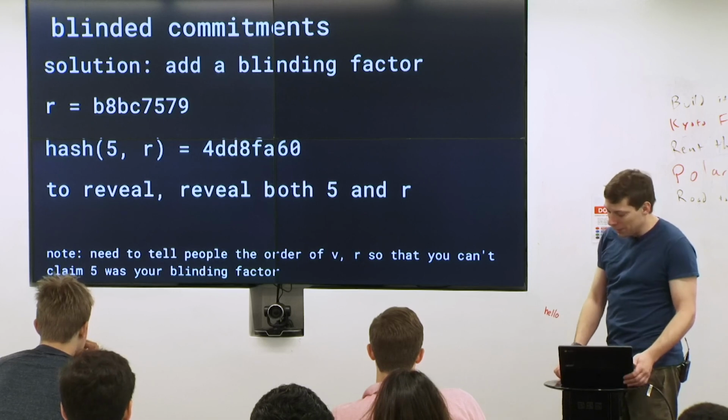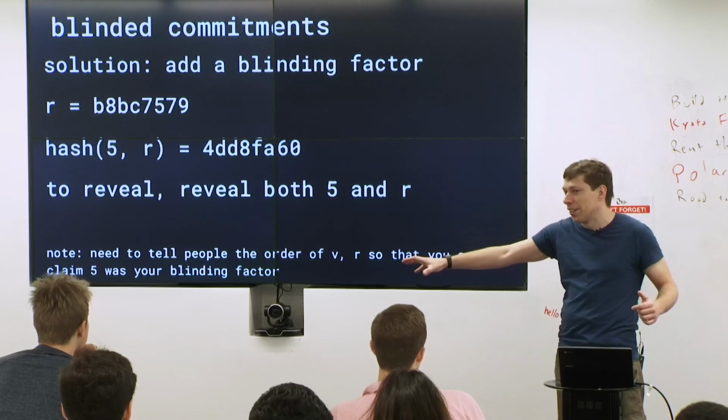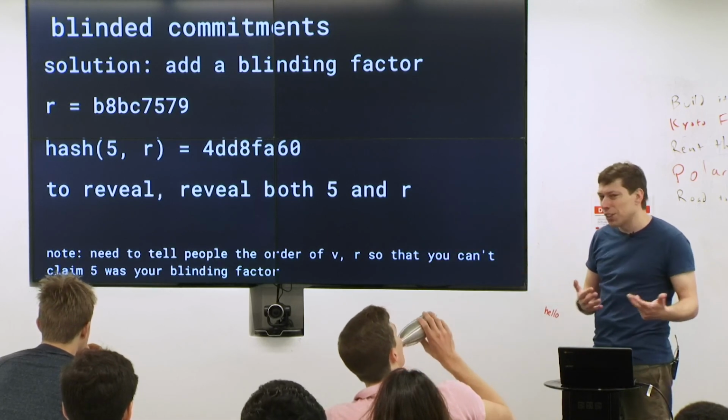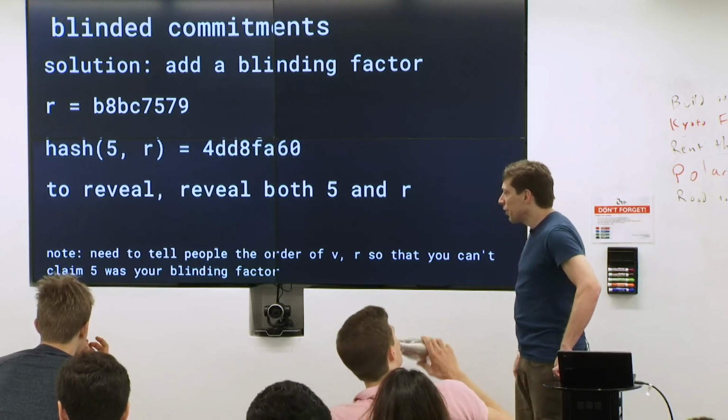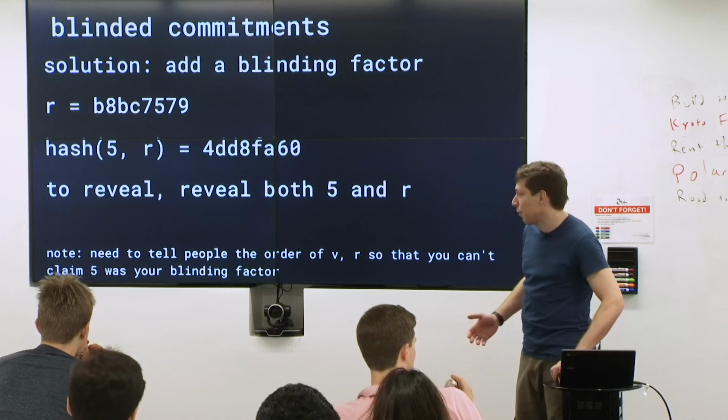Which you never know. If you just say, hey, I'm committing, here's this value, you're like, okay, well, how are you committing? What hash functions are you using? But that's sort of obvious. It might not be super obvious, so you have to be careful about that.